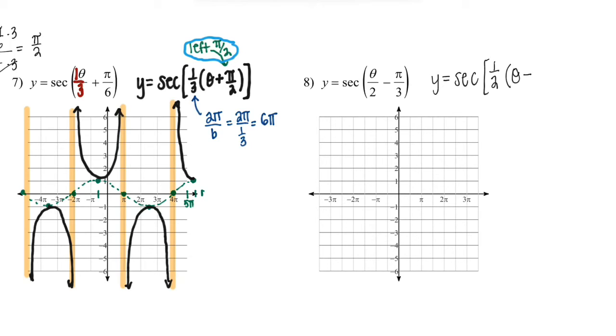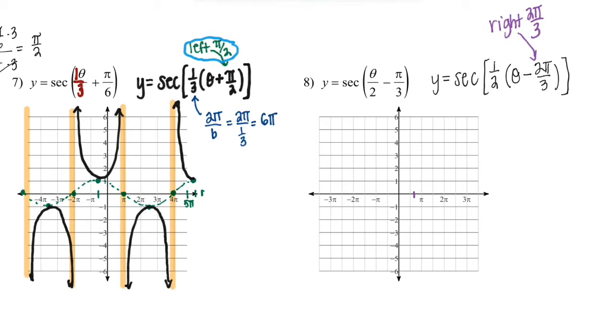And that's going to leave me 0 minus 2 pi over 3. So this tells me that I need to shift my graph right 2 pi over 3. So right 2 pi over 3 is going to be right about here.